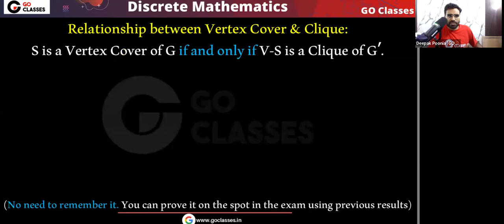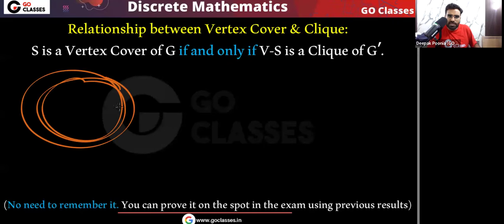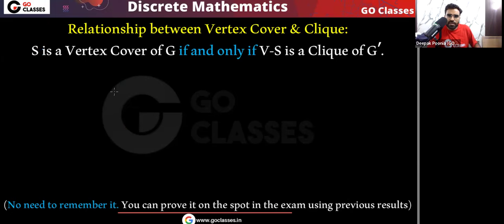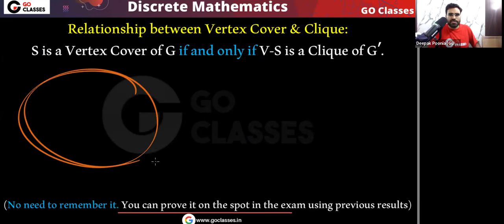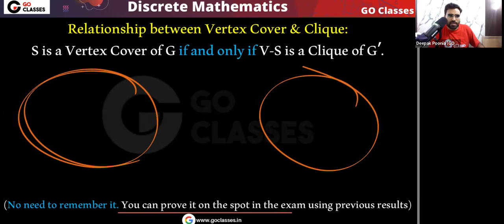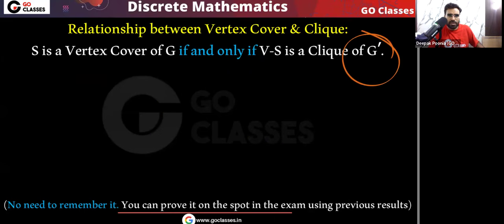Everything is clear. Just one small point, for the sake of completion; again, you don't need to remember it, because in the exam you can prove it on the spot. What we have seen is that if S is a vertex cover in G, then in G complement the remaining vertices V minus S will become a clique. Similarly, if S is a clique in G, then the remaining vertices V minus S will become a vertex cover in the G complement. This is what we have seen.